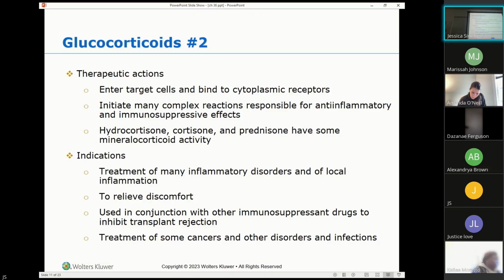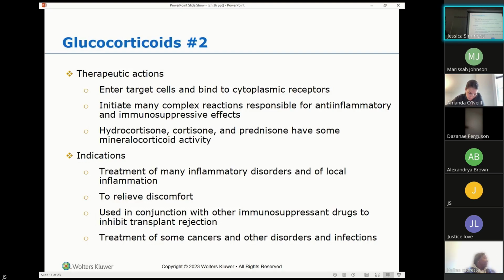So, therapeutic actions: they enter the target cells and bind to the cytoplasmic receptors, initiating many complex reactions responsible for anti-inflammatory and immunosuppressive effects. Hydrocortisone, cortisone, and prednisone have some mineral corticoid activity. So this is where you're kind of crossing those lines of what type of corticoid it is.